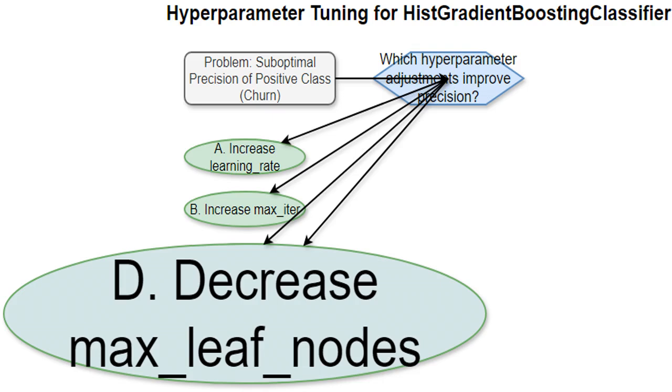This is very similar to the previous one. Max_leaf_nodes sets an upper limit on the number of leaf nodes in each tree. By decreasing this limit, I'm essentially doing the same thing, simplifying the model and making it less likely to overfit. Less overfitting leads to fewer false positives, and therefore, better precision.